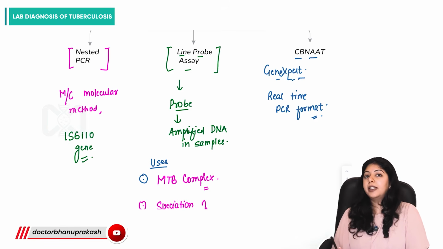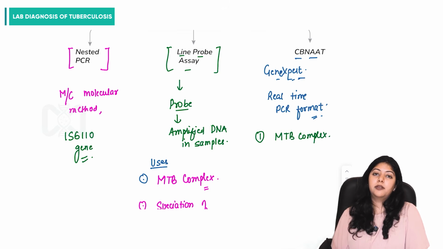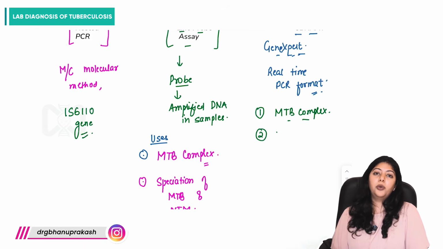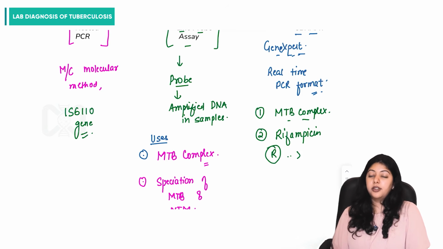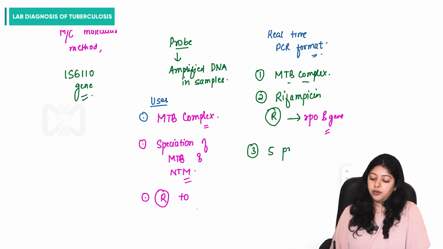And what exactly is it detecting? Firstly, of course, it is going to detect the MTB complex. Along with the MTB complex, it is also going to detect rifampicin resistance. And this resistance is due to mutation of which gene? The rpoB gene. It uses 5 probes for the rpoB gene.